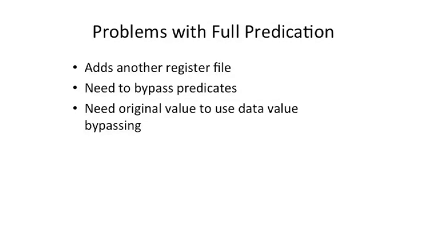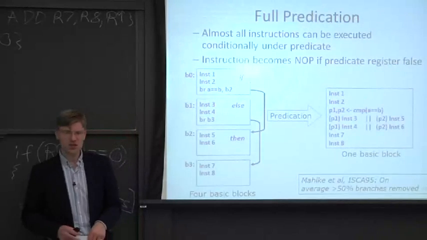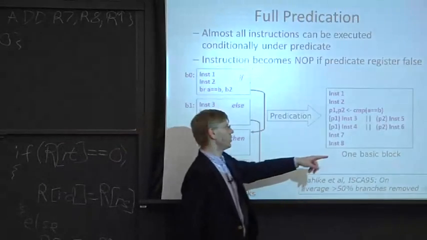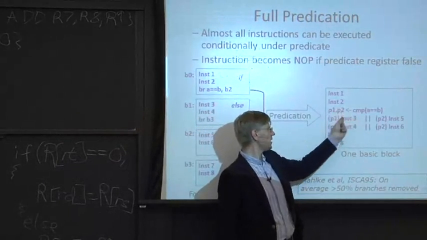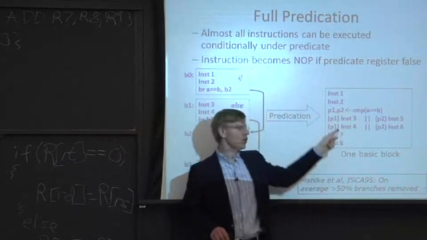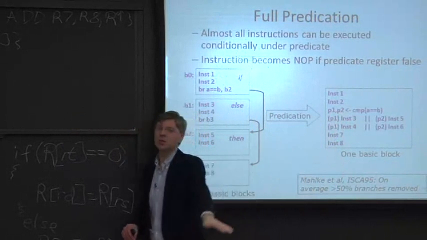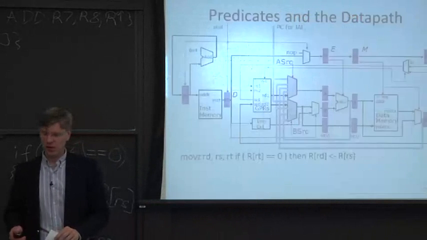OK, so to sum up here, our problems with full predication is that you need to add another port to the register file. You need to bypass the predicates. So what I mean by that is you're computing predicates, and you want to use them in the next instruction. So if we go back to this instruction sequence here, we compute these predicates, and we want to use them very quickly after. We don't have to wait to the end of the pipeline for those predicates to be computed.